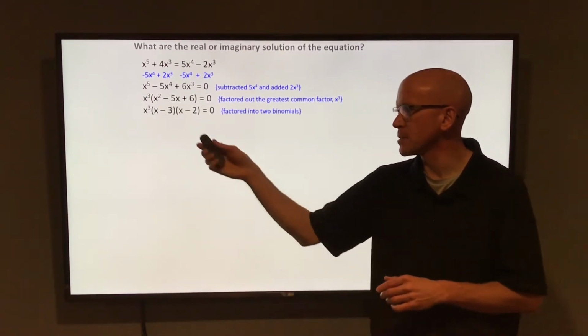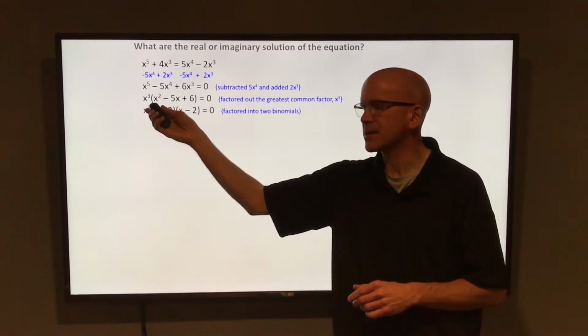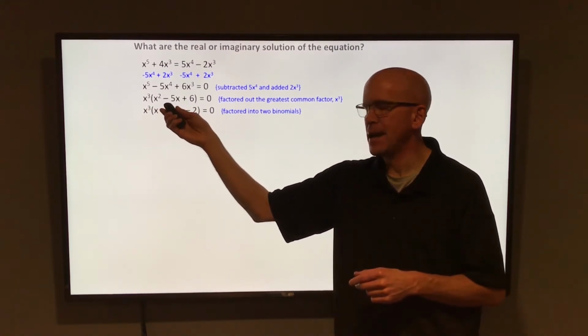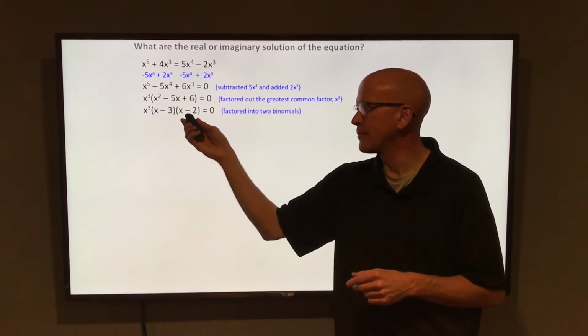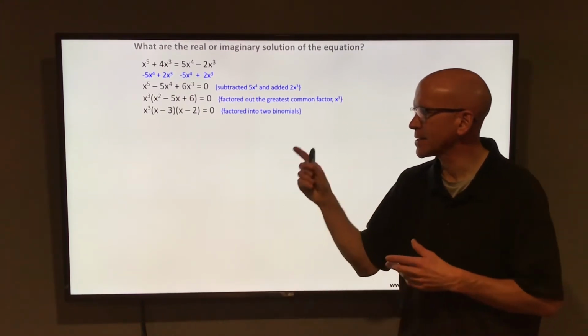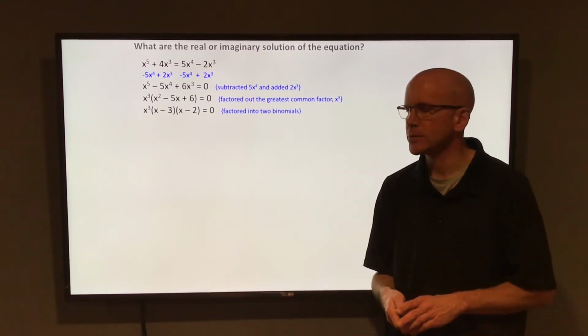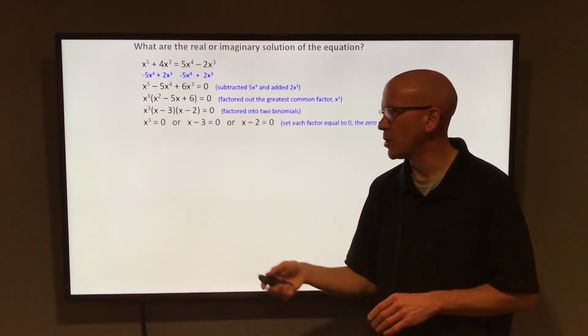So the first terms of the two binomials will be x. That's what makes x squared. The second terms of the two binomials multiply to make 6 and add to make negative 5. That is going to be negative 3 and negative 2. So we have x to the third times x minus 3 times x minus 2 equals 0. Those three things multiply together to equal 0.